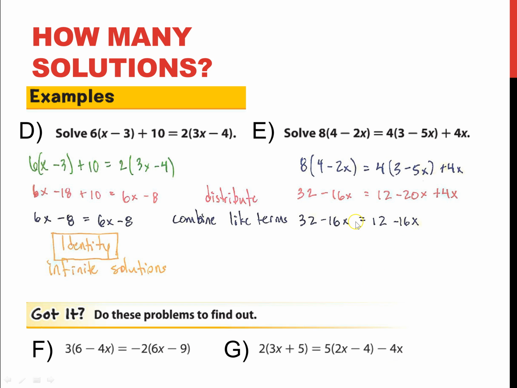Okay, so here's the problem. I see this negative 16x on each side. I can cancel them out by adding 16x to each side. That gives me 32 equals 12. What? That doesn't work. It's a null set. There's no solution.